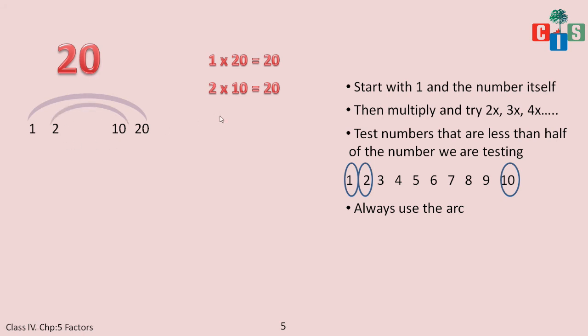Now moving on to 3's table. 3 multiplied by 6 will give me 18 and it's not 20. So 3 is not a factor. And 6 also will not be a factor. In 6's table also 20 will not come. So I'll cut 3 and 6 from my testing chart.